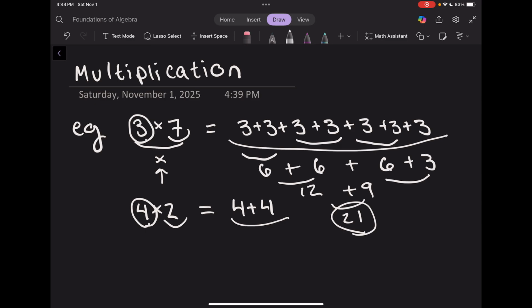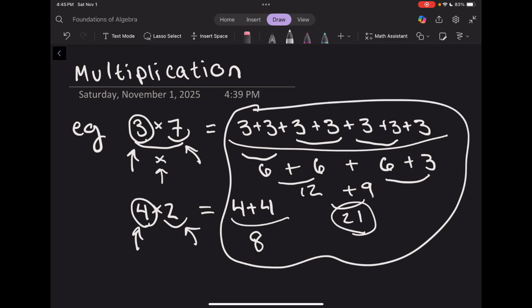You can do it this way, and then we know 4 plus 4 is 8. So if you ever get stuck, this is a method that you can use anytime that you get stuck, right? The key concept of multiplication is that it is addition of the leftmost number that amount of times. And as long as you remember that concept, you'll be good, because you can always refer back to this method.